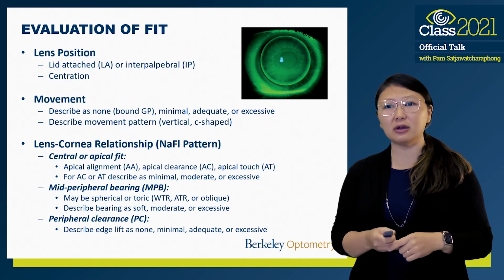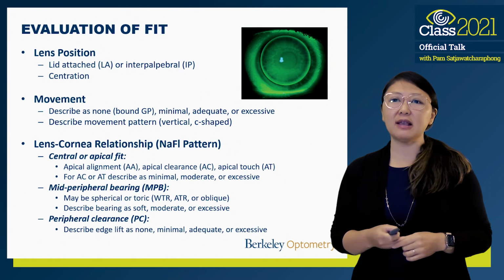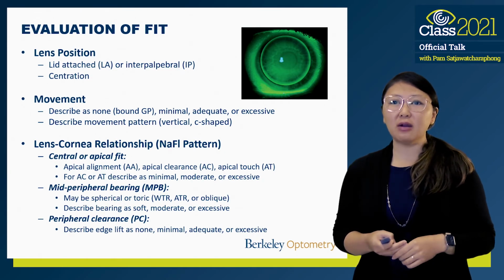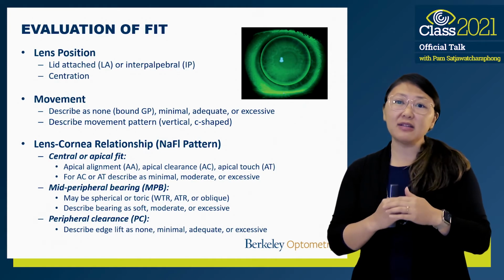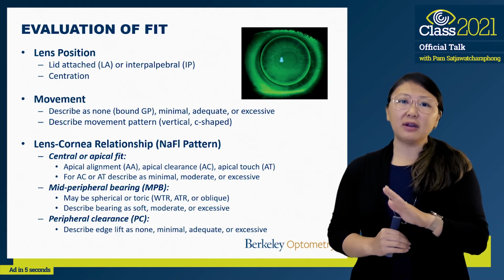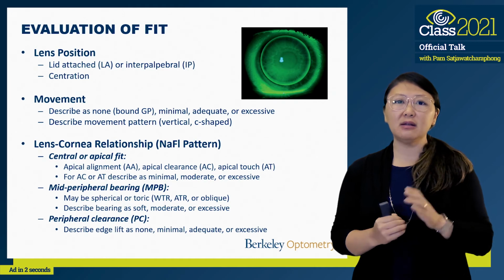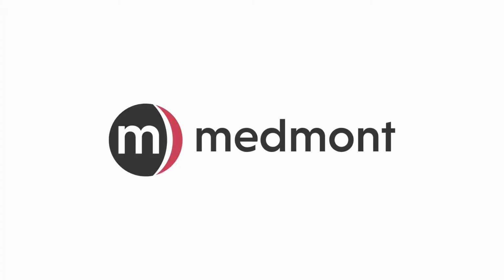So looking at the central or apical fit, you can describe it as apical alignment, which is where the back curve of your GP and the front curve of your cornea are very similar in shape. And you'll see a very thin, even green sheen of fluorescein.